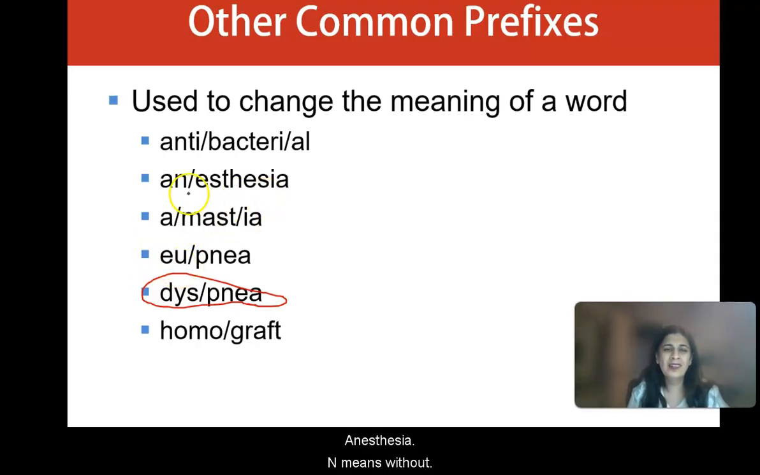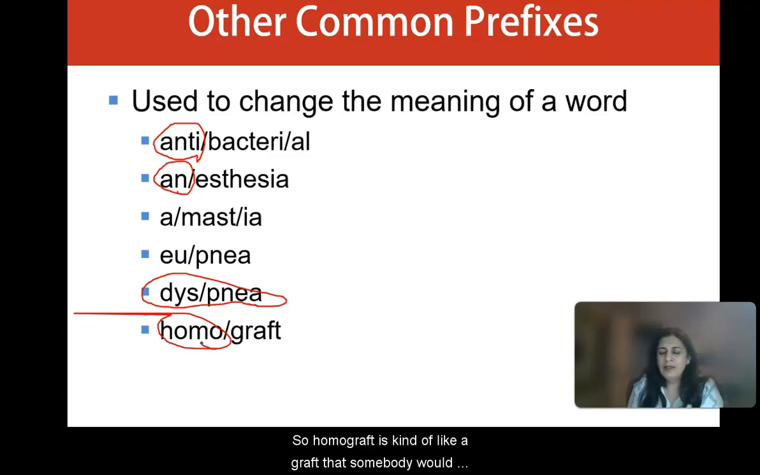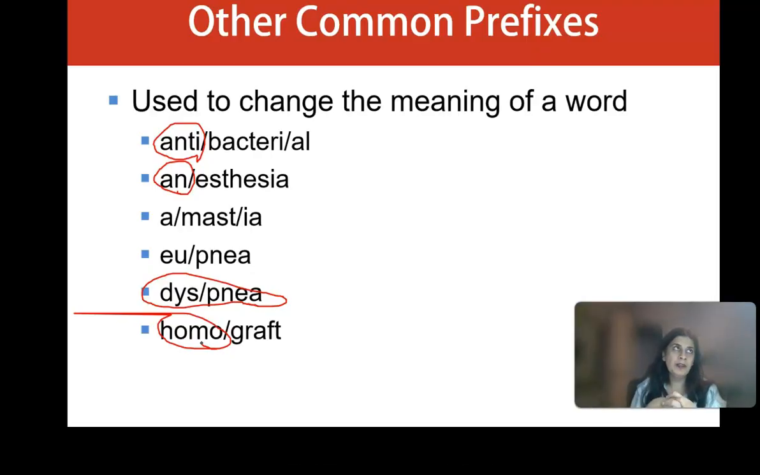Anesthesia. In anesthesia, an means without. Anti means against, right? These are some of the terms you already know. Homo means same. Graft means graft. So homograft is kind of like a graft that somebody would receive from one part of their body to another. The example would be if somebody has breast cancer, right?